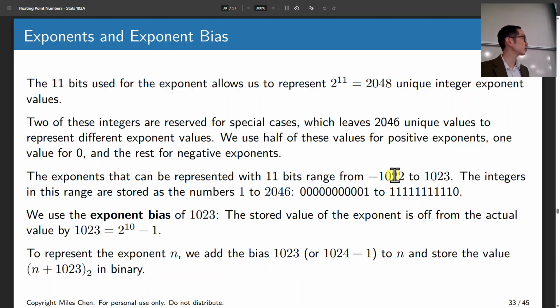And so negative 1,022 will get mapped to all zeros and a 1, basically 1. And 1,023 gets mapped to all ones and a 0, which in binary is 2,046. So this means we have a bias of 1,023. Basically, to the actual value of negative 1,022, I add positive 1,023, and I get 1, and I store a 1. The actual value of 1,023, I add the bias of 1,023, and I get 2,046, and I store the value of 2,046 there. Okay, feels a little weird.